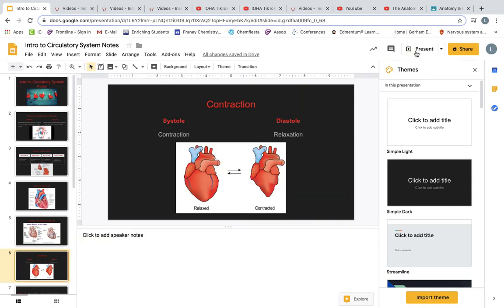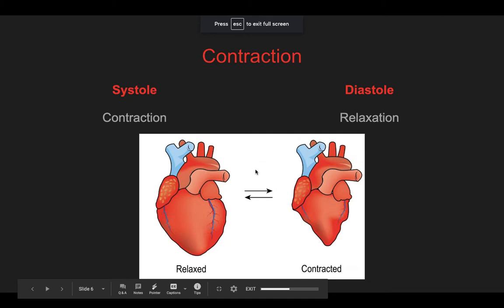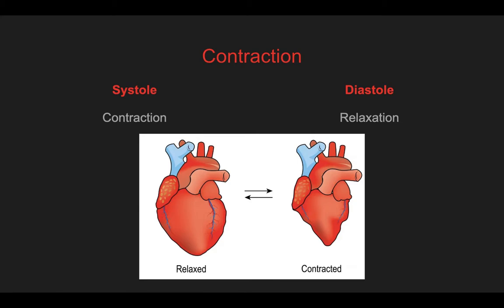On to the next slide. Now we're going to talk about contraction. What are the fancy terms that we use in the medical world? Some of you guys probably are familiar with this. We have systole and diastole. When you're taking blood pressure, you're measuring the contraction and the relaxation of the heart. Systole is just that contraction. Diastole is going to be that relaxation.